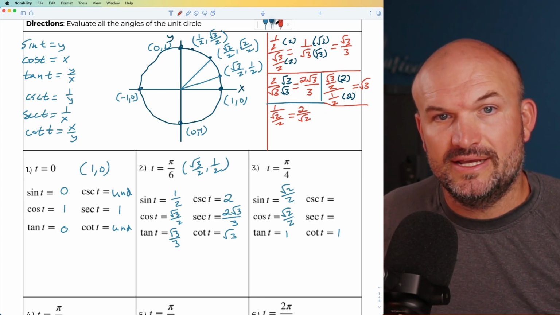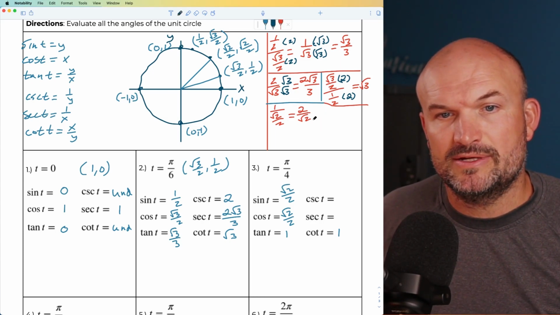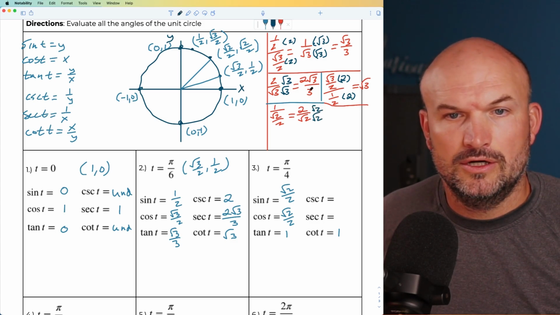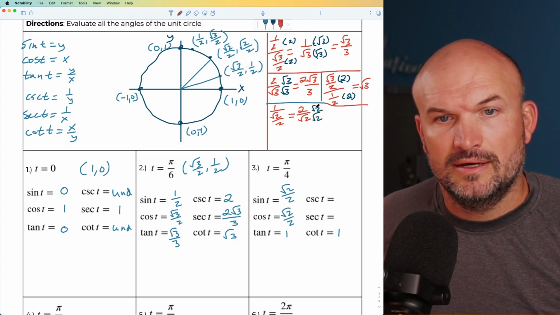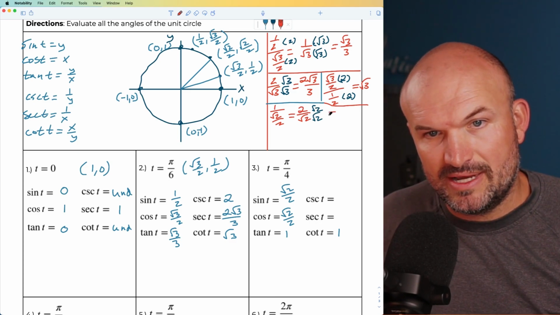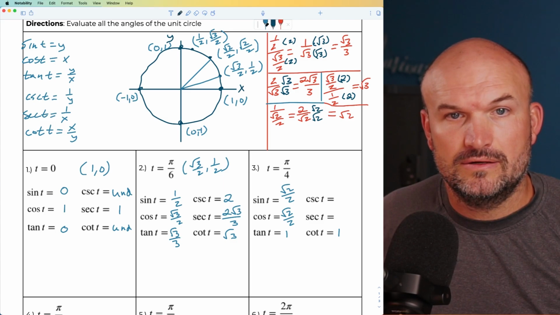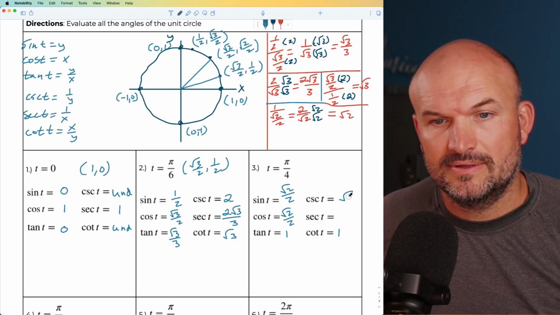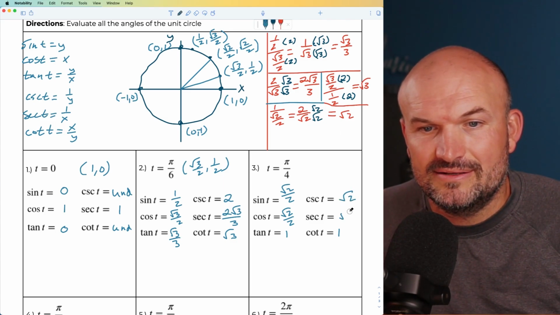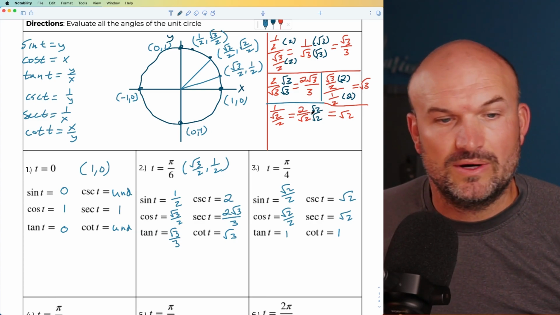Then what I'm now going to do is multiply by the square root of 2 over 2. And let's see, that's going to be equal to a square root of 2. Okay, so that is going to be my cosecant. And guess what? That's the same thing for the secant, right? So those are just going to be in there as well.